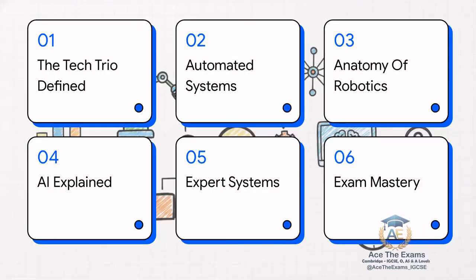We'll start with the tech trio defined, move into inside automated systems, map out the anatomy of robotics, break down artificial intelligence, see expert systems in action, and finally bring it all together with exam mastery, high-level answers.